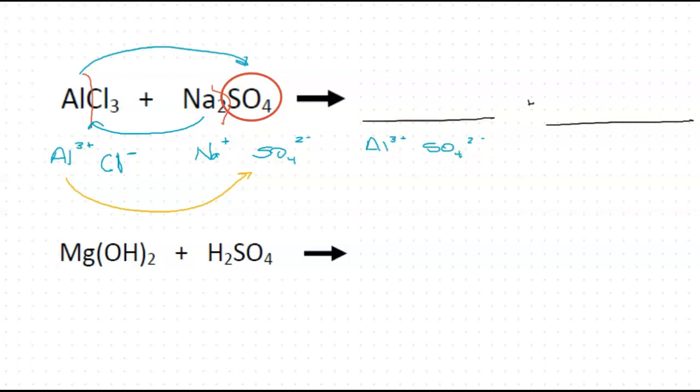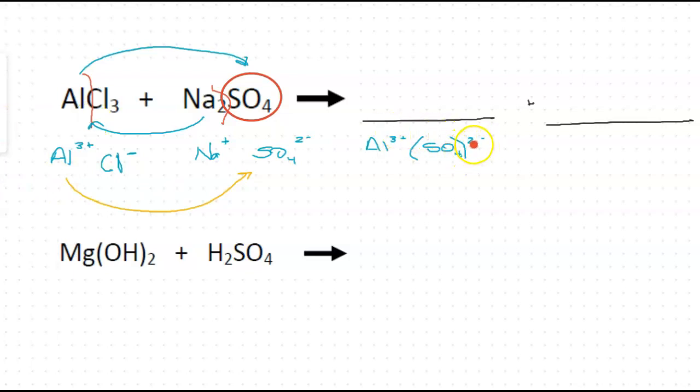And those are going to go through the split and switch. I'm sorry, those are going to go through crisscross reduce. So I'm going to bring the 2 down here, and I'm going to bring the 3 outside of parentheses. So the first thing I want to do is put parentheses around sulfate. And then I'm going to cross my charges down.